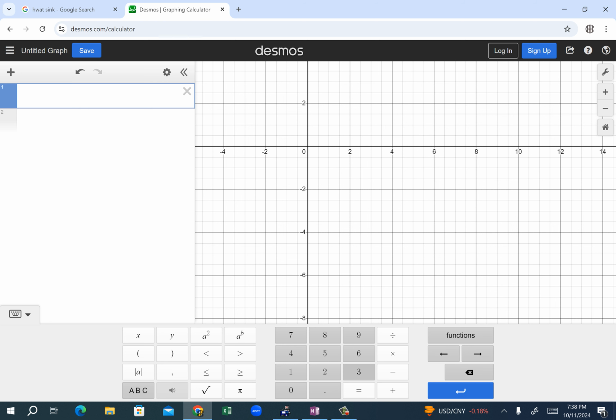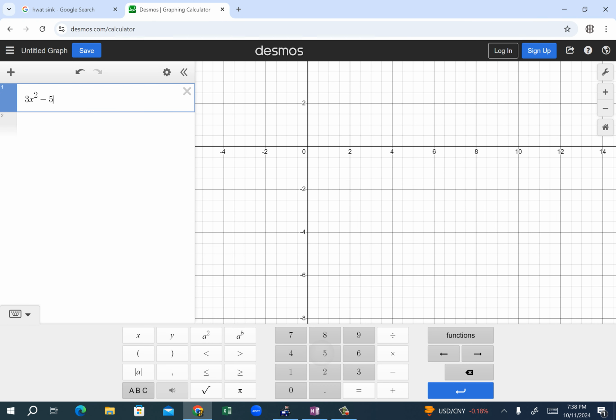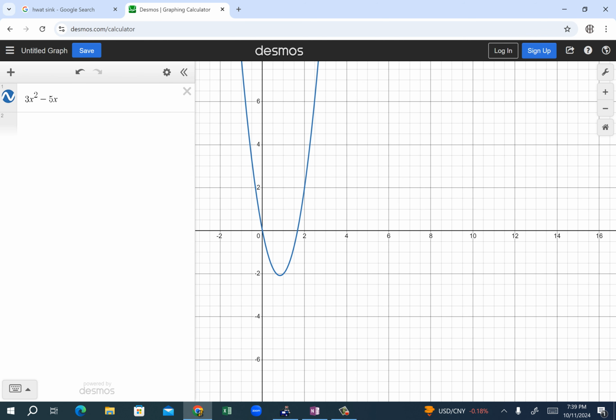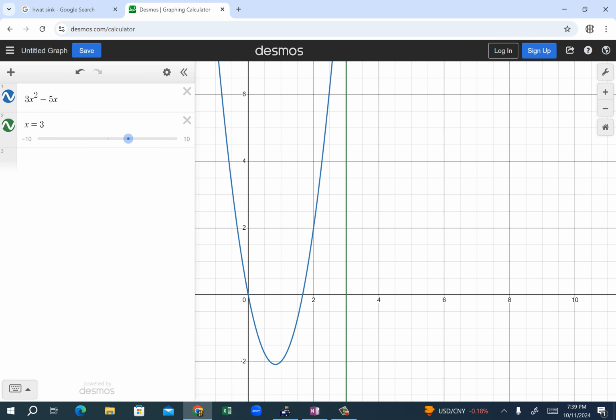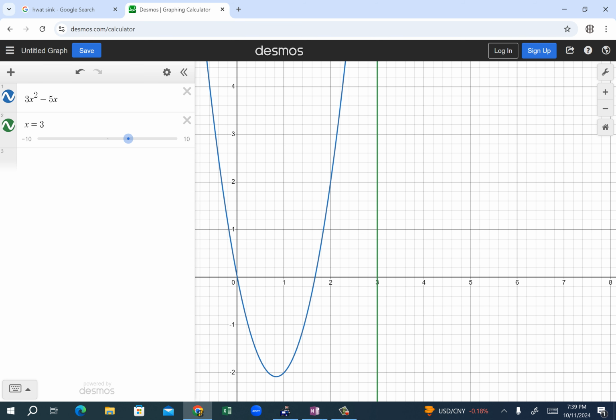3x squared minus 5x, there it is, and we're going from 1 to 3. Well, from 1 to 3, as you can see, from 1 to almost 2, it's all negative. See that? And if you plug in the value there, x equals 3, you can start doing the math on this and see where you sit.